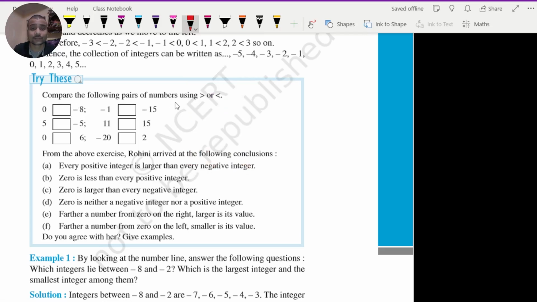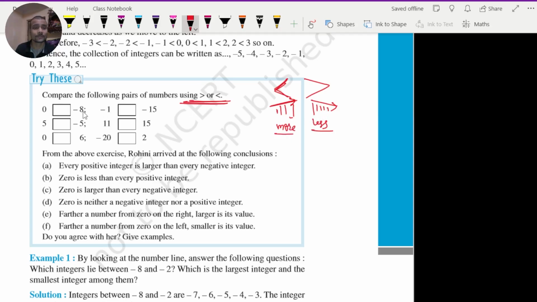Compare the following pair of numbers using the sign more than or less than. So again, I am making you understand. Just place a line here. This is bigger, bigger, bigger, it means more than. Here it is getting shorter, so it is less than.